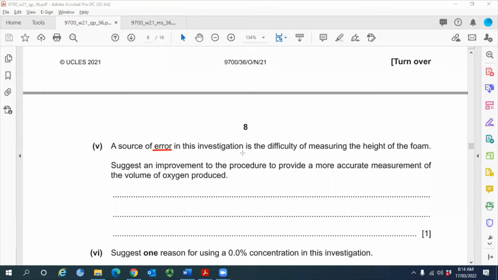So a source of error in this investigation is the difficulty to measure the height of the foam, which is correct. Suggest an improvement to the procedure to provide a more accurate measurement of the volume of oxygen produced. So that means instead of measuring height, you can measure the volume of the gas produced. So you need to have a special instrument. You've got a test tube, right? So you need to cover the test tube with a test tube bung.